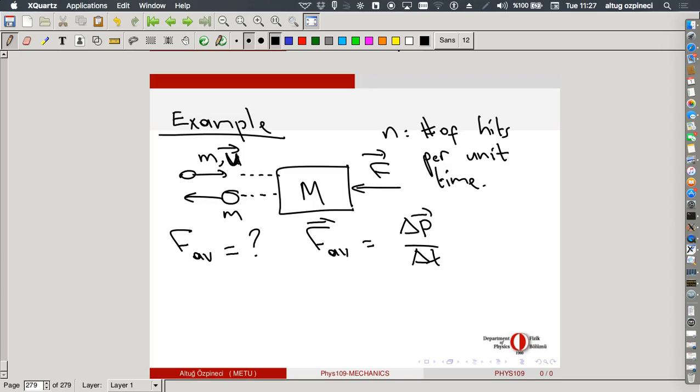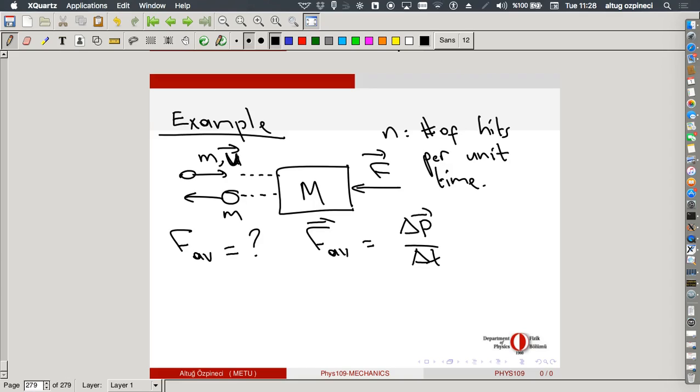But for that to happen, the average force that I exert should be equal to the average force that the masses exert on my mass, on my box. But the average force that these masses exert on my mass is equal to the average force that my mass exerts on these balls. So to calculate the average force that I exert over here, I can just use this one.